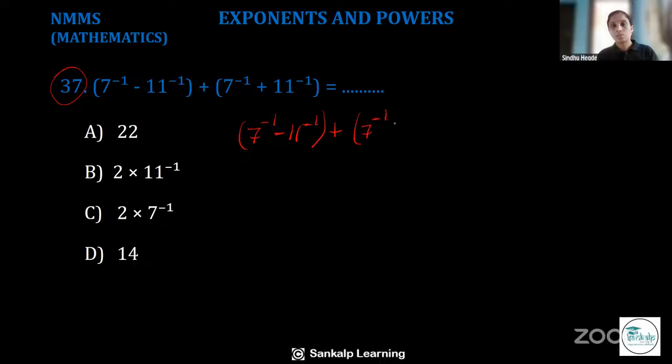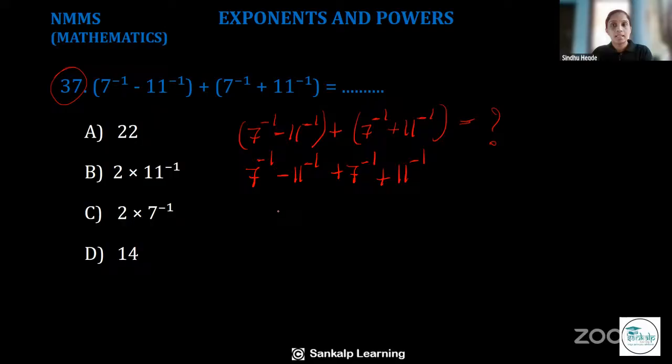Here the given terms are 7 raised to minus 1 minus 11 raised to minus 1 plus 7 raised to minus 1 plus 11 raised to minus 1. We will write this without the brackets because the middle one is plus. So the first term is 7 raised to minus 1 as it is, minus 11 raised to minus 1, plus 7 raised to minus 1, plus 11 raised to minus 1.